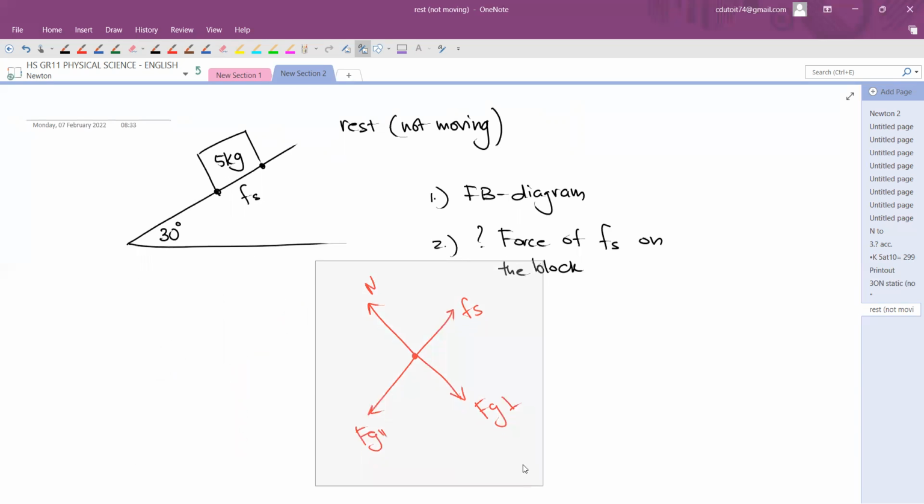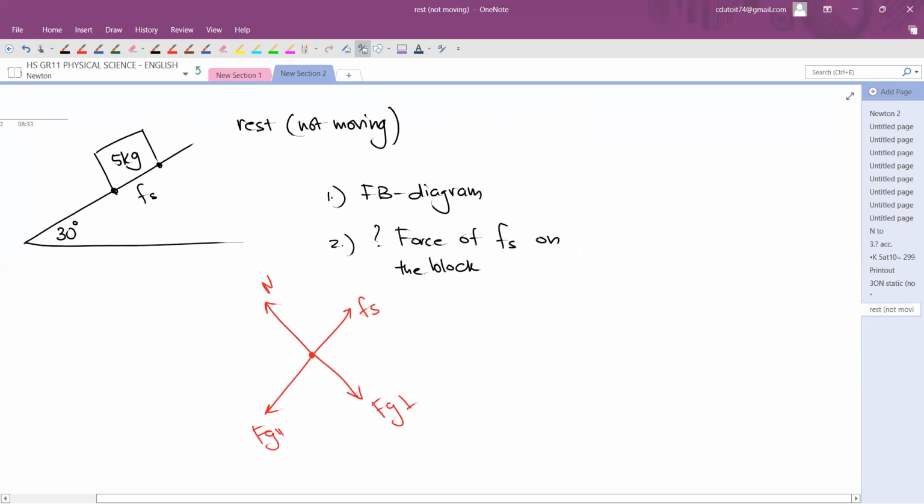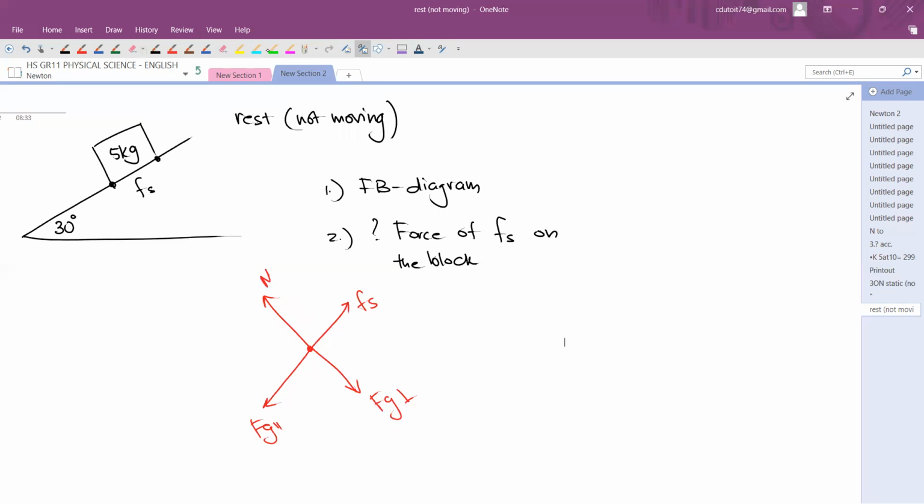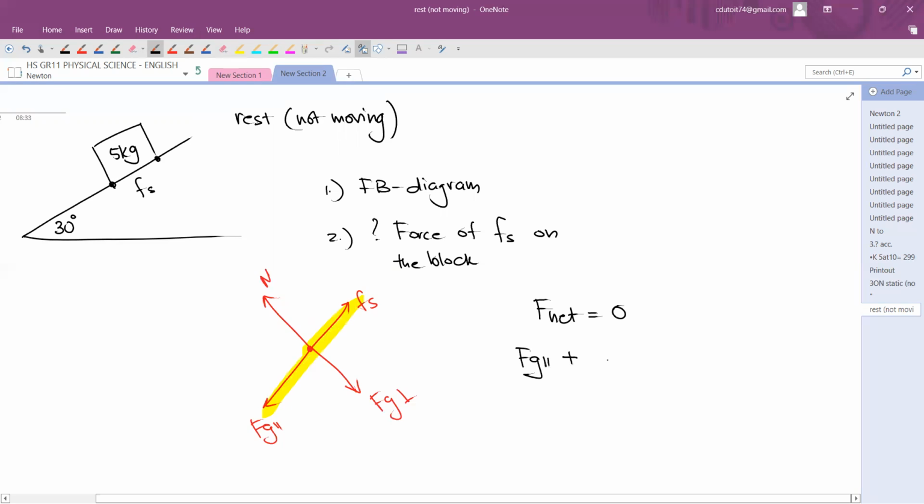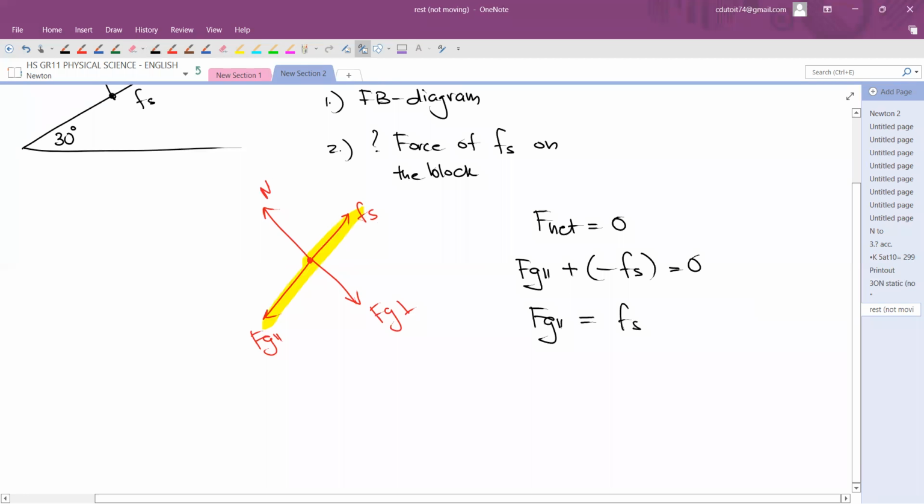Use this one. Now this diagram is showing me the following. It's showing me that the static friction and the FG parallel component are the same. Why? Because the block is not sliding down or up. Those two are in equilibrium. So I have to start off with saying F net is 0 because it's at rest. Then FG parallel plus a negative Fs component is 0, because those are the two forces. So the parallel component is the static friction component. They're the same. FG parallel is mg sin alpha, isn't it?